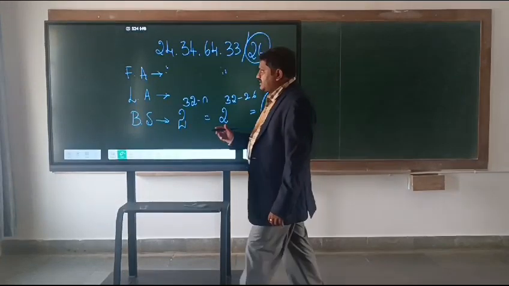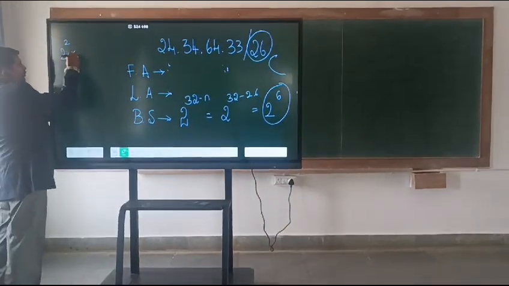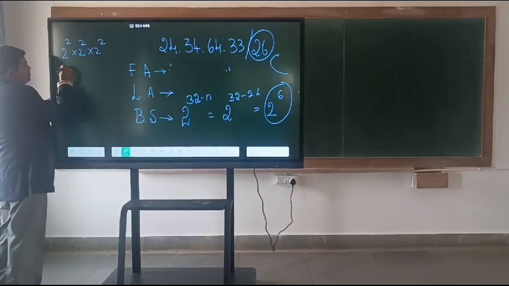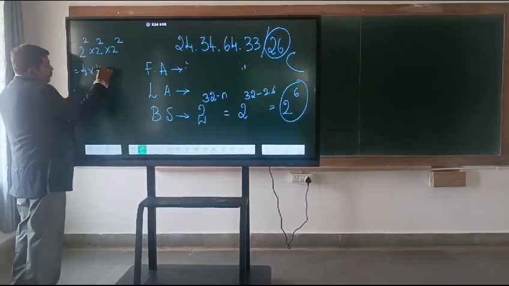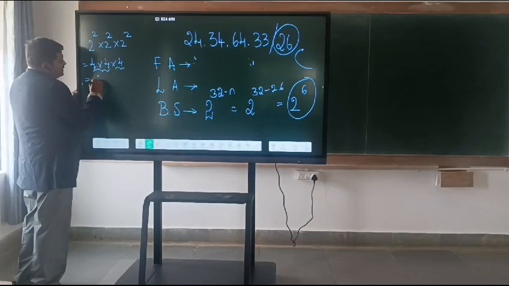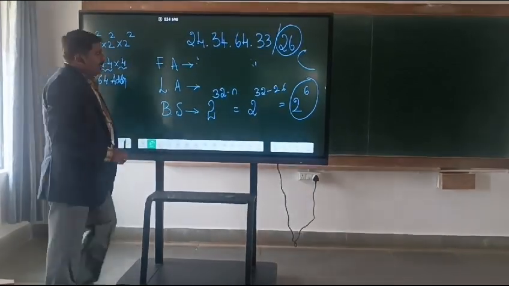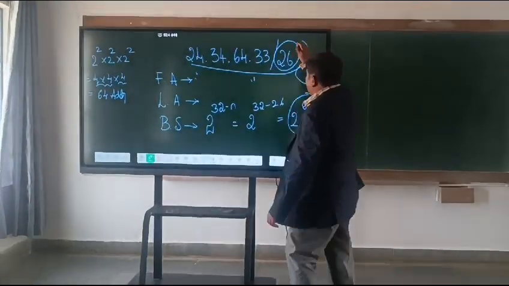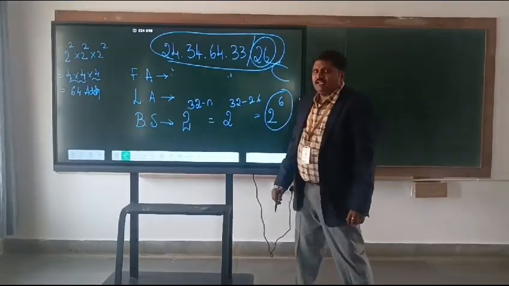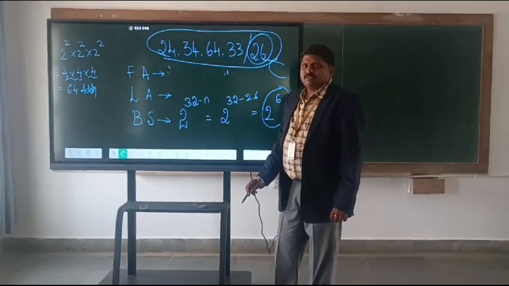2 to the power of 6 I can calculate as 2 to the power of 2 times 2 to the power of 2 times 2 to the power of 2, which gives 4 times 4 times 4, which is 64 addresses. So in the sample address given, I can tell that the number of addresses in that particular block is 64 addresses.